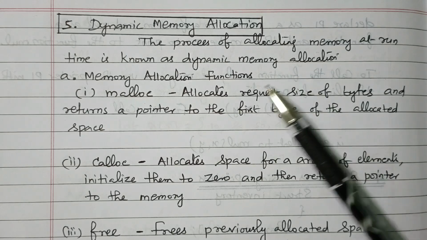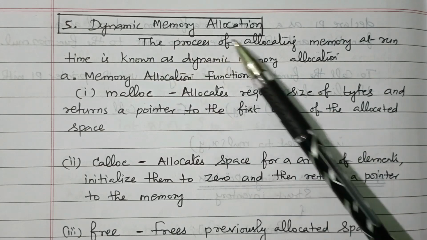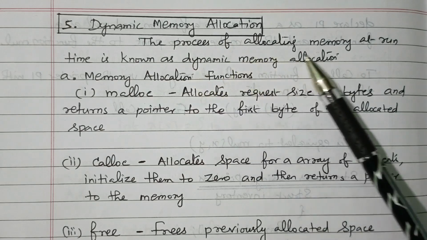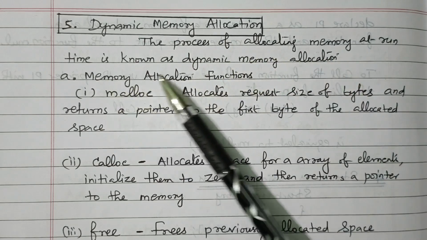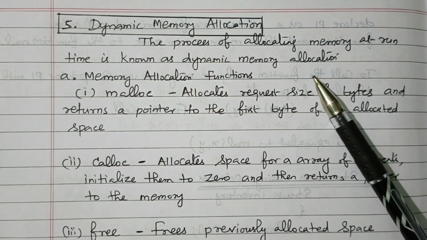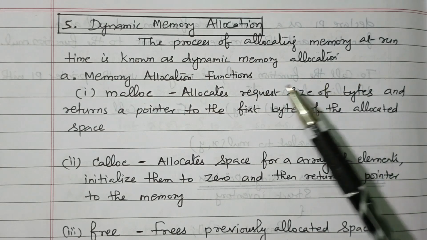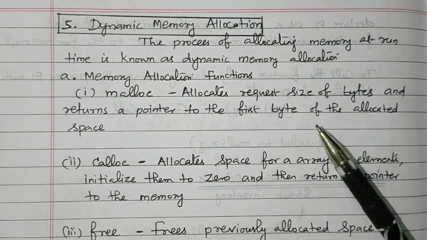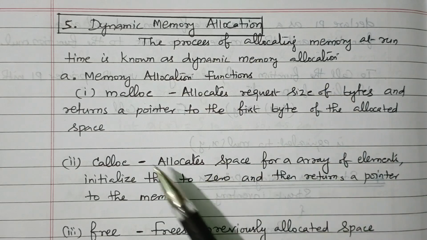Now we'll go to the topic dynamic memory allocation in C programming language. The process of allocating memory at runtime is known as dynamic memory allocation. So during runtime we are allocating the memory, that's why it is called dynamic memory allocation. Now we'll see what functions are available under dynamic memory allocation.